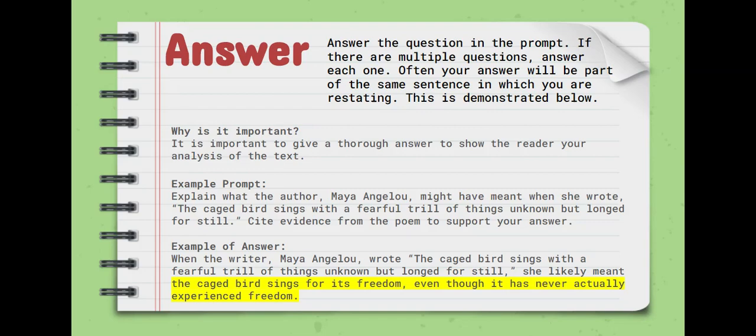Now, you probably haven't ever read this poem, and that's okay. Guess what? We're going to do it in 6th grade. But I'm just giving you this example. If you had read this poem, you would know that Maya Angelou most likely meant that the caged bird sings for freedom. It's locked up in a cage. It wants to get out, even though it's never actually experienced freedom. It doesn't know what it's like, but it wants to experience it. So to answer the question, we're just saying the caged bird sings for its freedom, even though it has never actually experienced freedom.